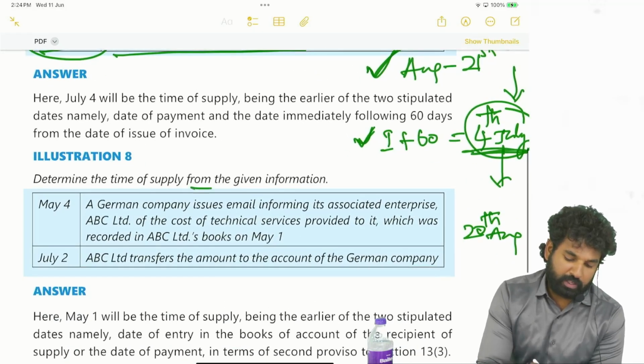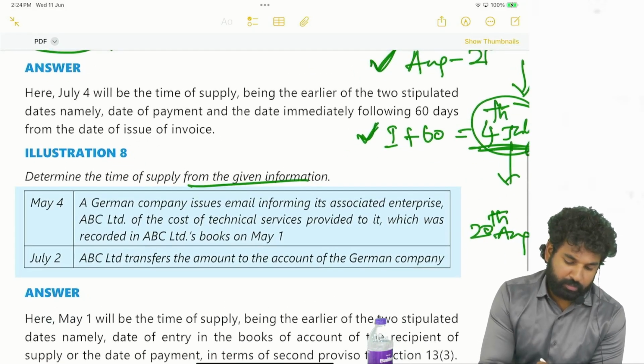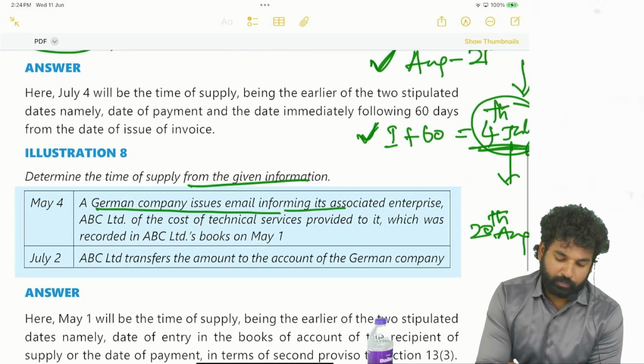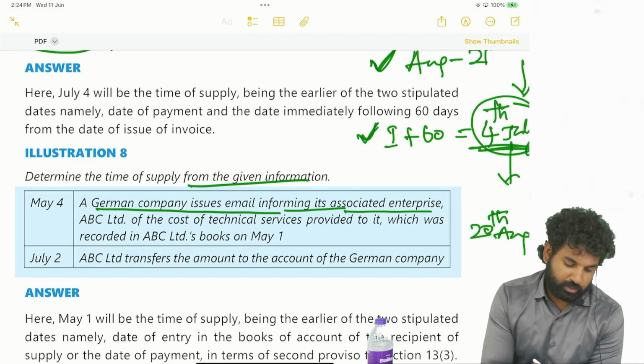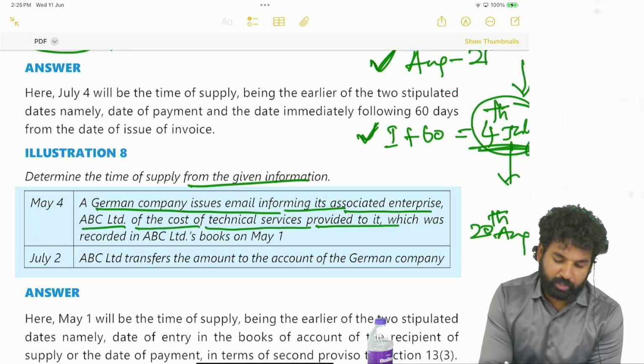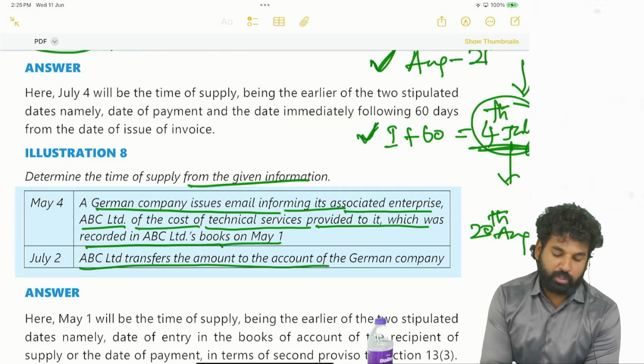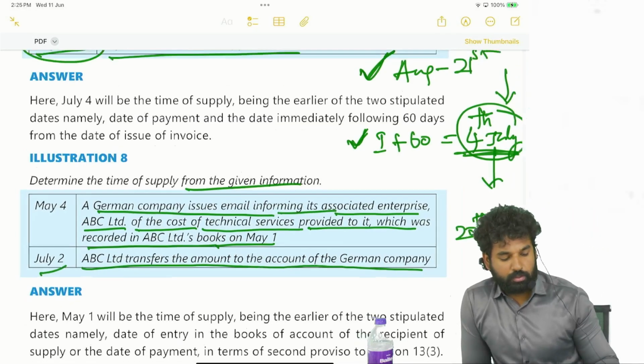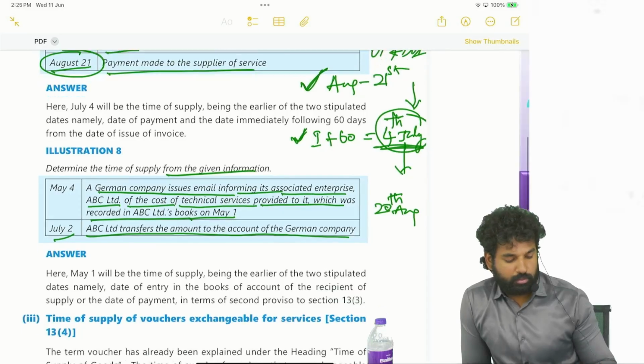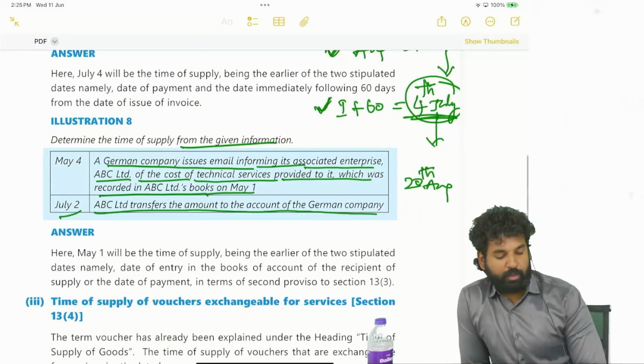Determine the time of supply from the given information. A German company issues an email informing its associated enterprise, ABC Limited, of the cost of technical services provided to it, which was recorded in ABC Limited's books on 1st May. ABC Limited transfers the amount to the account of the German company on July 2nd. Okay, so what will be the time of supply?